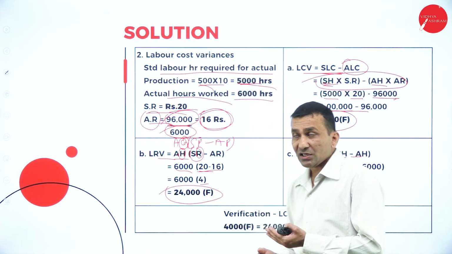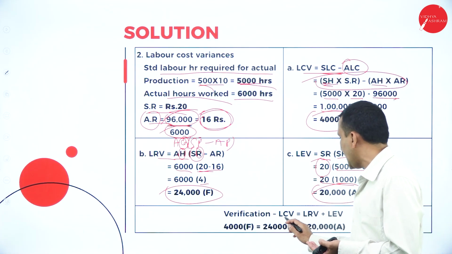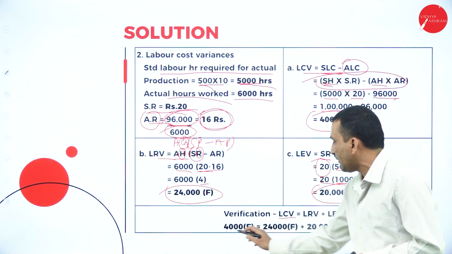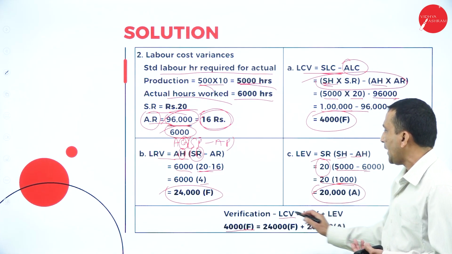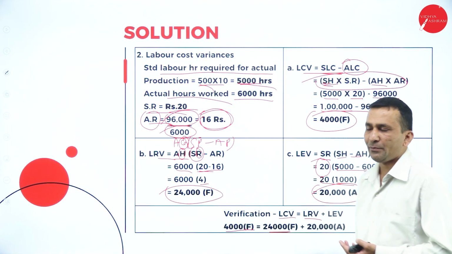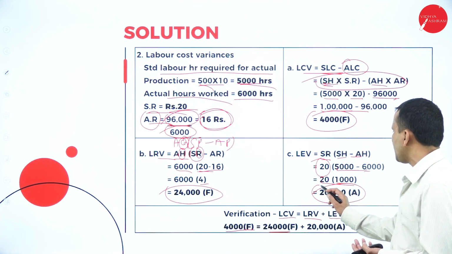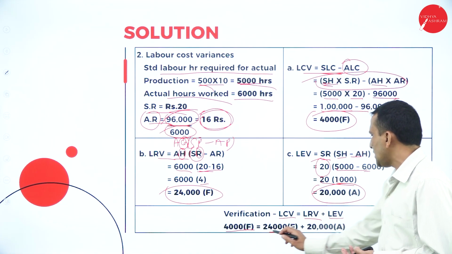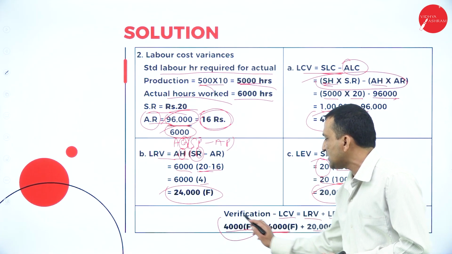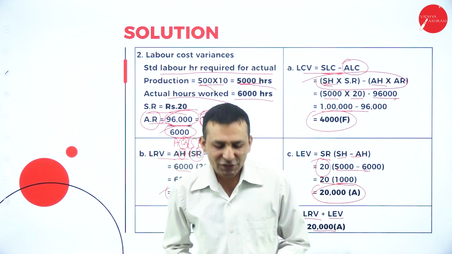Now verification. Again using the original formula, we need to verify whatever answer we got. The labor cost variance we got is 4,000, which I have written as it is. The labor rate variance is 24,000, which is a favorable sign, plus the efficiency variance we got, 20,000. From the 24,000, if you adjust, the difference will always be favorable because the value is more for 24,000. Moving to the next question.